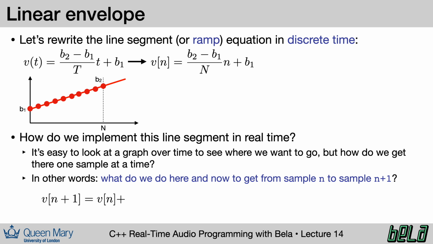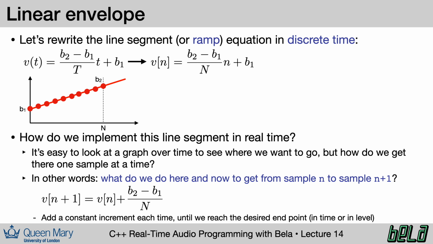We can rewrite the above equation recursively as v of n plus 1 is equal to v of n plus the slope, which is b2 minus b1 over capital N. In other words, we're adding a constant increment each frame until we reach the desired endpoint.